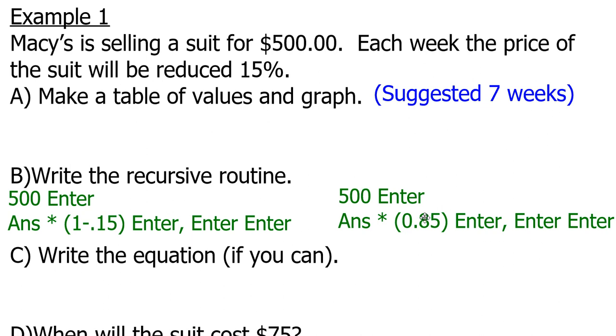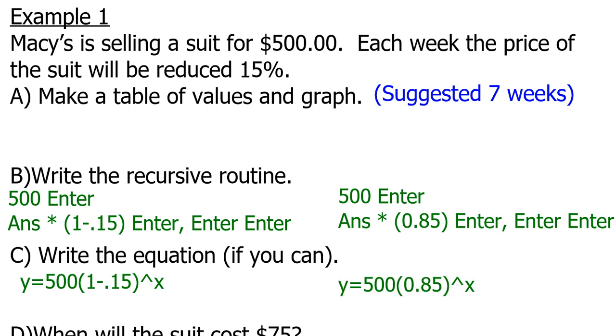I have my common multiplier. So could I write the equation? Of course we can. We have all the pieces. We have the output for y, right, the price, coming from 500 times the multiplier, whichever format we're using, over and over again, so it has to be an exponential. So this would be if you did the 1 minus 0.15, or if you're showing that you only retained 85% of the cost.